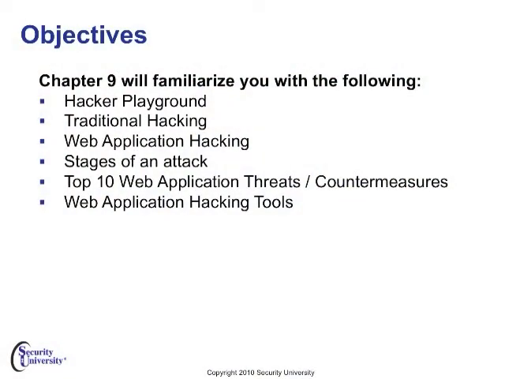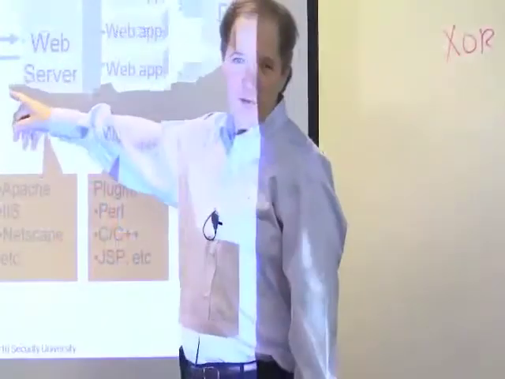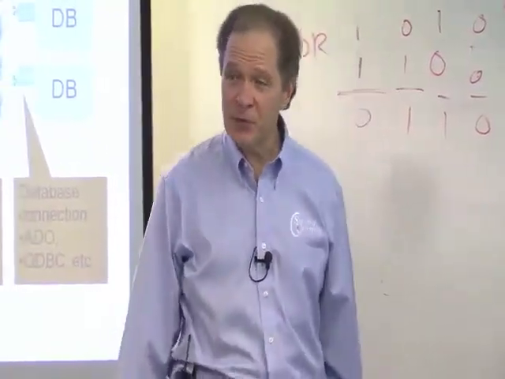So this is the same diagram that we've been looking at for a time here. They've labeled some parts of it. So we've got our web client. That would be our browser, right? Safari, IE, Chrome, etc. It sends an HTTP request either in the clear or over SSL. Goes through a firewall usually. These days, most web servers are behind firewalls, but they let through port 80.